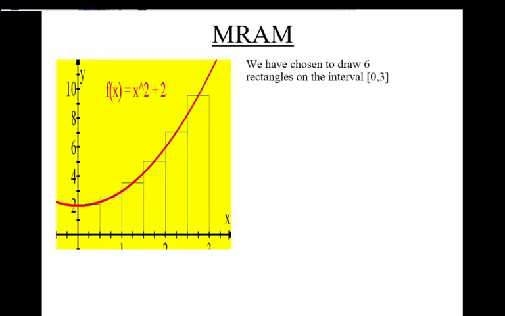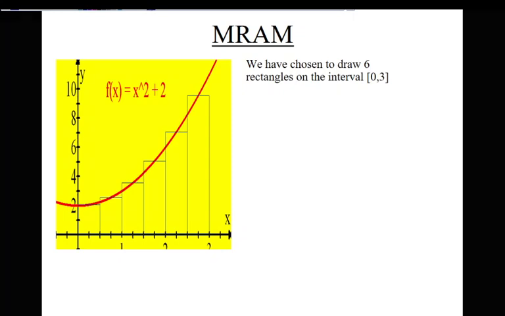Okay, now we're still choosing to draw 6 rectangles from 0 to 3. Okay, and this is where it gets tricky. Because my rectangles go from 0 to 0.5, in MRAM the height comes from the middle. So instead of using 0 or 0.5, halfway between 0 and 0.5 is 0.25. And then this one here is at 0.75. And this one right here is at 1.25. And this height right here comes from 1.75.